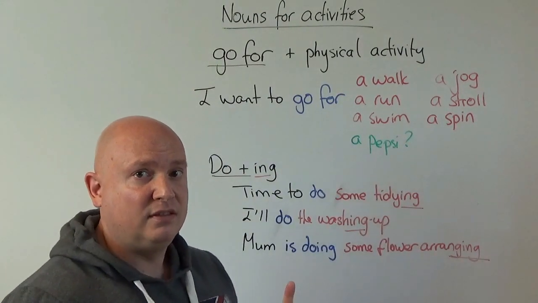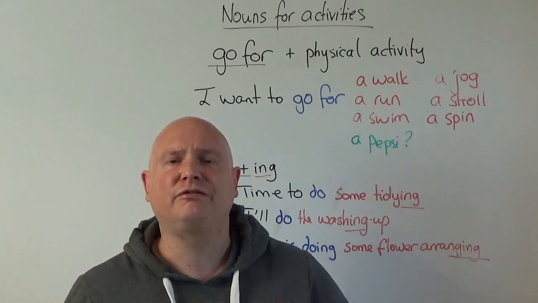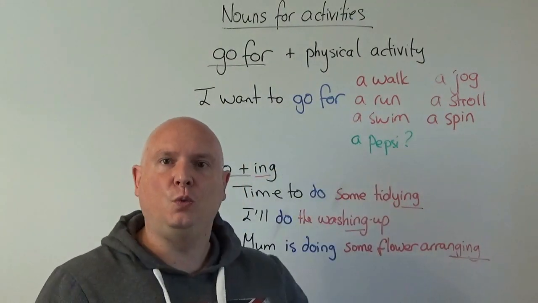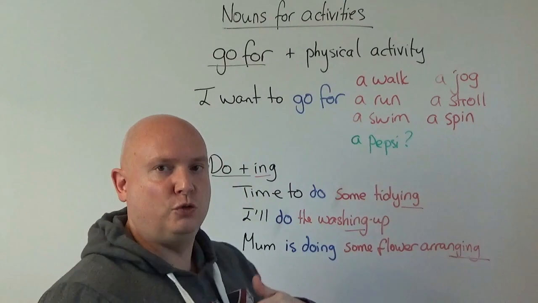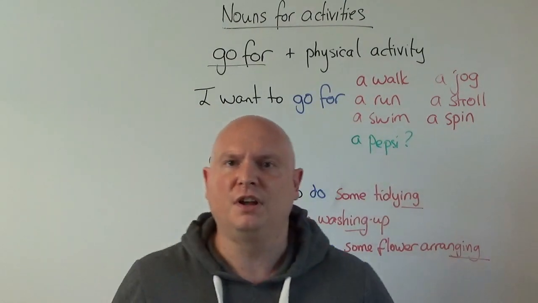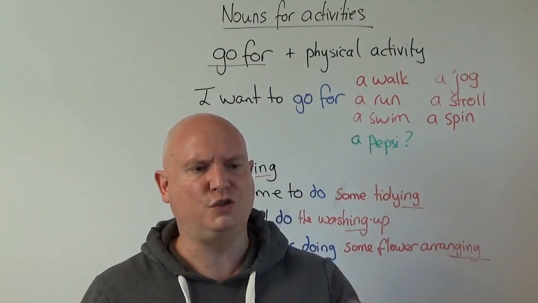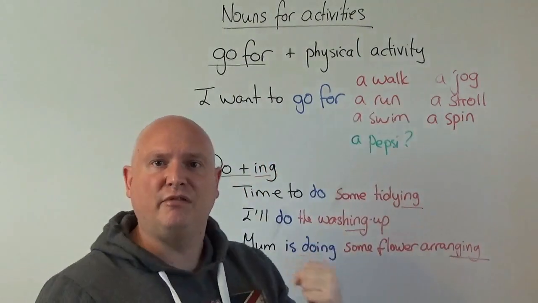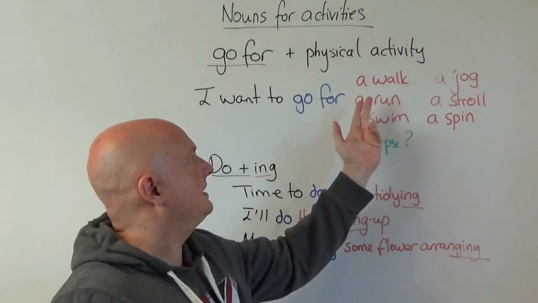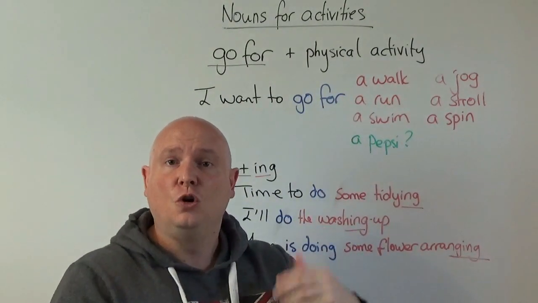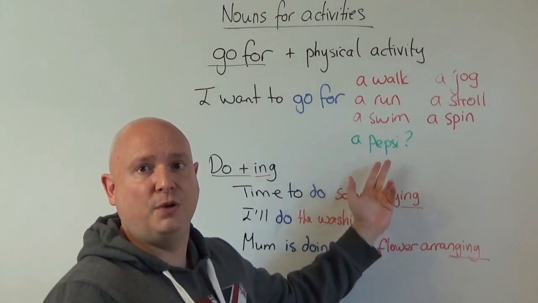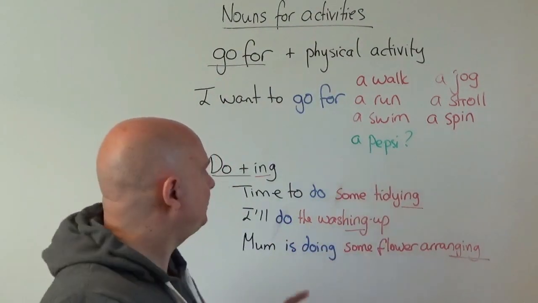Now, be careful. Go for can have several different meanings in English. When you say go for something, it means that you want to have it. You're choosing it. So maybe if you're in a restaurant, I'll go for a soup. But here, because we're taking these nouns directly from verbs and we're talking about physical activity, it has this specific meaning of doing something physical, not like this one here. That's why I wanted to show you where you need to be careful.